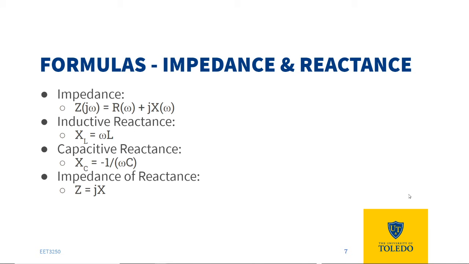Formulas for impedance and reactance. Impedance: Z of j omega equals R of omega plus j X of omega. Inductive reactance: X subscript L equals omega times L. Capacitive reactance: X subscript C equals -1 divided by omega times C. Impedance of reactance: Z equals j times X.